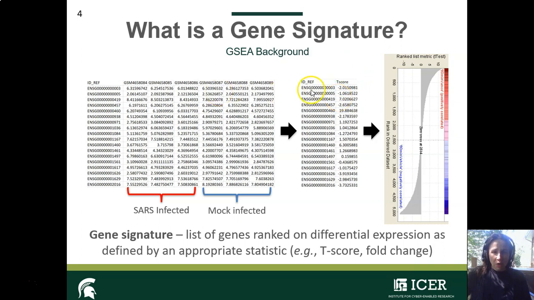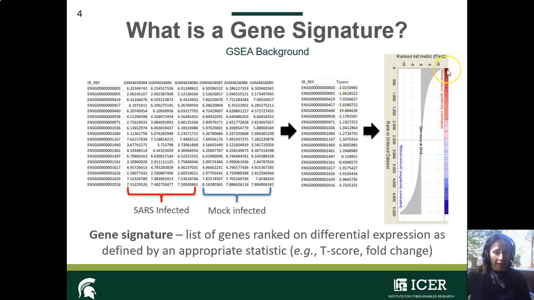So then you'll end up with what's called a gene signature, which is a ranked list of genes based on the differential expression as defined by an appropriate statistic, such as a t-score, as you see here, fold change, etc.